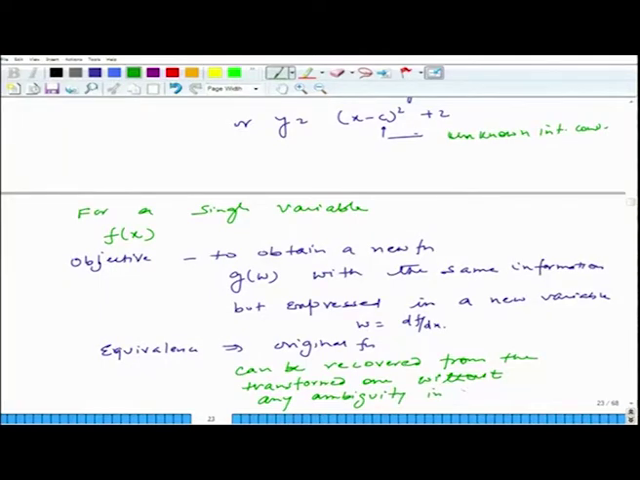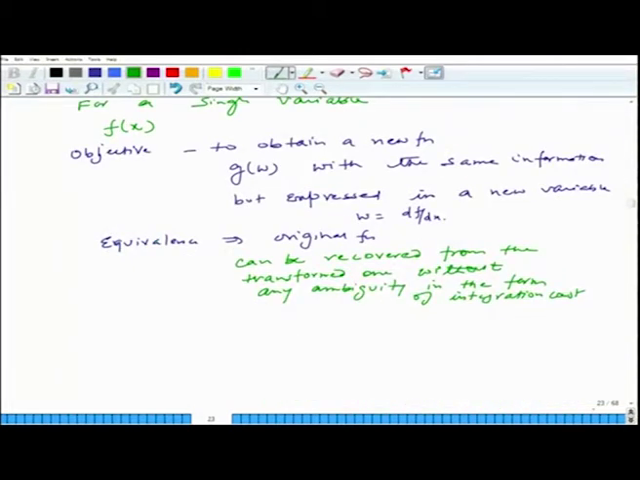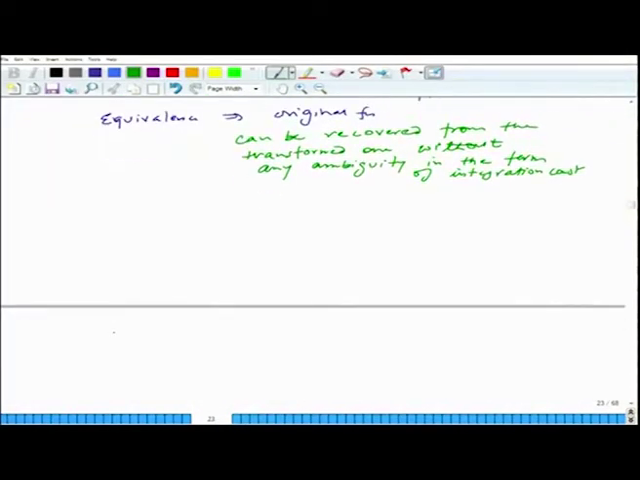Okay, which will be without any ambiguity in the form of... So the equivalence is basically that we can recover the original function from the transform one without any ambiguity in the form of integration constant, okay. So, this can be done through a mathematical operation which we are going to describe subsequently, the Legendre transformation, okay.